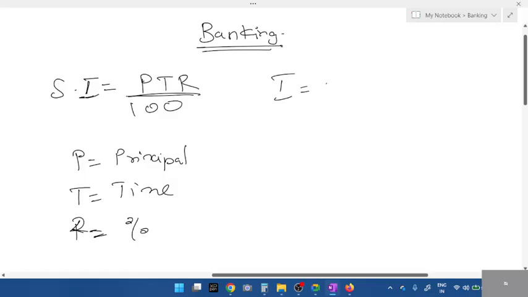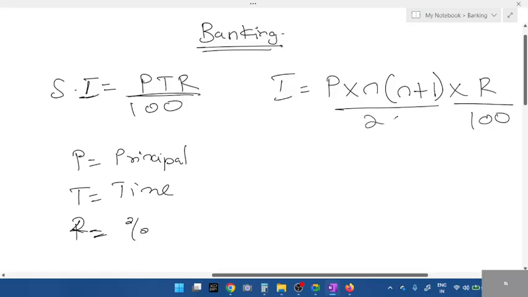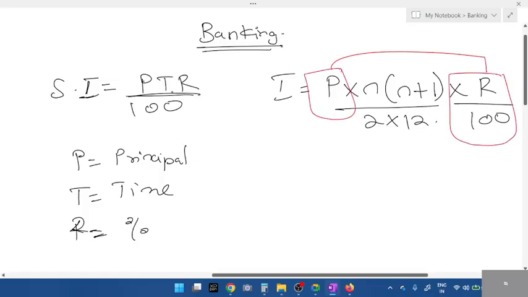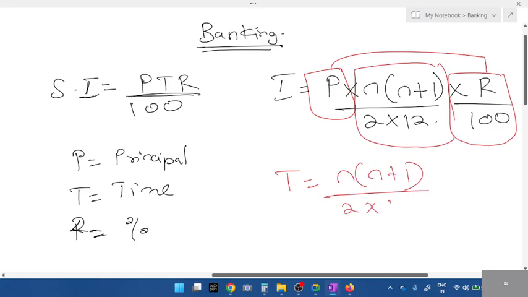So the formula for this is principal P into N into (N plus 1) into R divided by 100 divided by 2 into 12. Can you see PR by 100 is the same? Instead of T, what value do we have? N into (N plus 1) divided by 2 into 12. This is the change we have to make, in the time period.